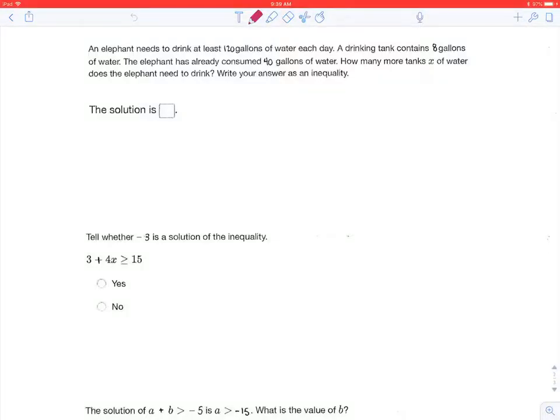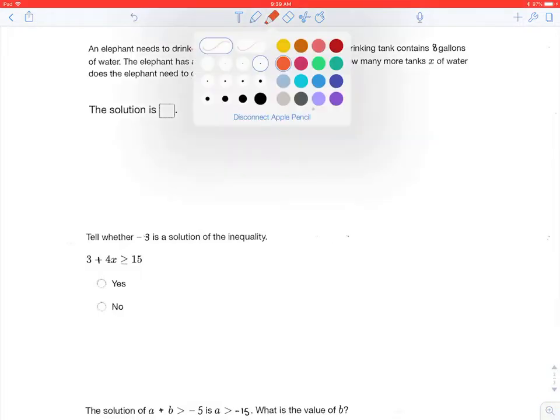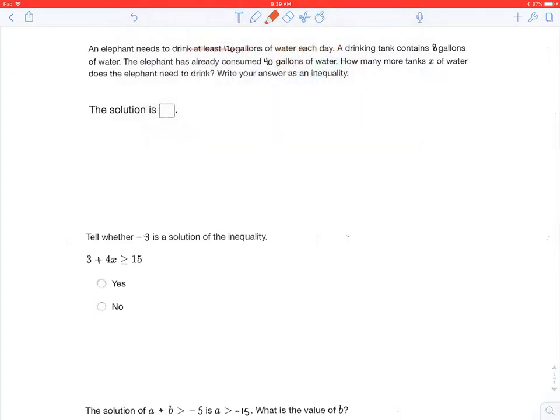So on the first question, we are told that an elephant needs to drink at least 120 gallons of water. So that's important, so I'm going to highlight that. A drinking tank contains 8 gallons of water. The elephant has already consumed 40 gallons of water. How many more tanks X of water does the elephant need to drink? Write your answer as an inequality.